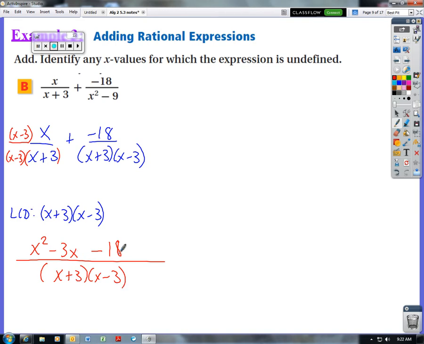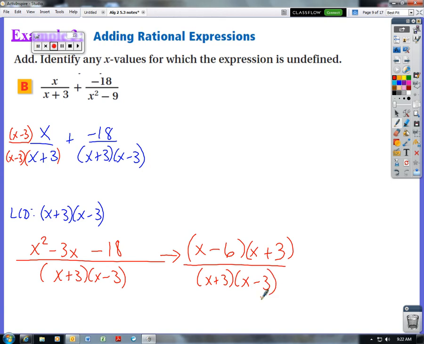Now, sometimes you can check. Can you factor that? 9 and 2. Oh, 6 and 3. This looks like it's going to simplify. 2 sets of parentheses, x minus 6 times x plus 3, all over x plus 3 times x minus 3. Well, how about that? So we have an additional step on this problem. We could simplify the numerator by factoring, and then these will cancel. We get x minus 6 over x minus 3.